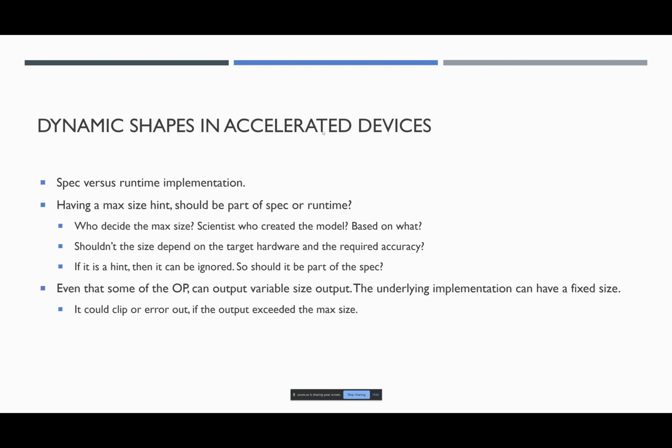The size usually is not fixed; it depends on the target hardware and its limitations. If it's a hint, it can be ignored. So if something can be ignored, can that be part of the spec, or should it be an implementation detail? Even if some op can output variable size, the underlying implementation can have a fixed output size, and anything beyond that can be clipped or error out. So eventually, the SIG operator group decided that fixed size shouldn't be part of the spec and should be a runtime implementation.